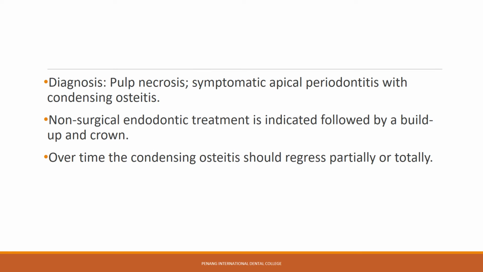The tooth is tender to percussion, so it is symptomatic apical periodontitis, and there is evidence of bone formation around the apical area, so it is a condensing osteitis. Treatment would be non-surgical endodontic treatment followed by build-up and crown. Over time, once the treatment has been done, the condensing osteitis should regress partially or totally.